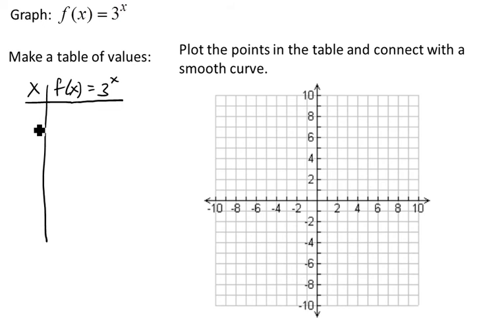So for this one, I'm going to go ahead and start by plugging in a -3, a -2, a -1, 0, 1, 2, and 3 for x. So that should be plenty of values to plug in there. So when we plug a -3 in for x, we have 3 to the -3 power. That negative exponent would tell us to write it as 1 over 3 to the third by definition. So that's 1 over 27.